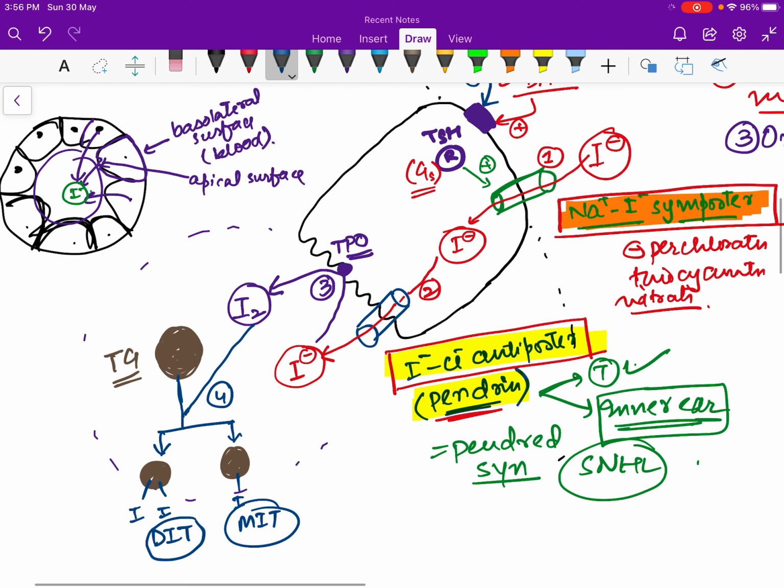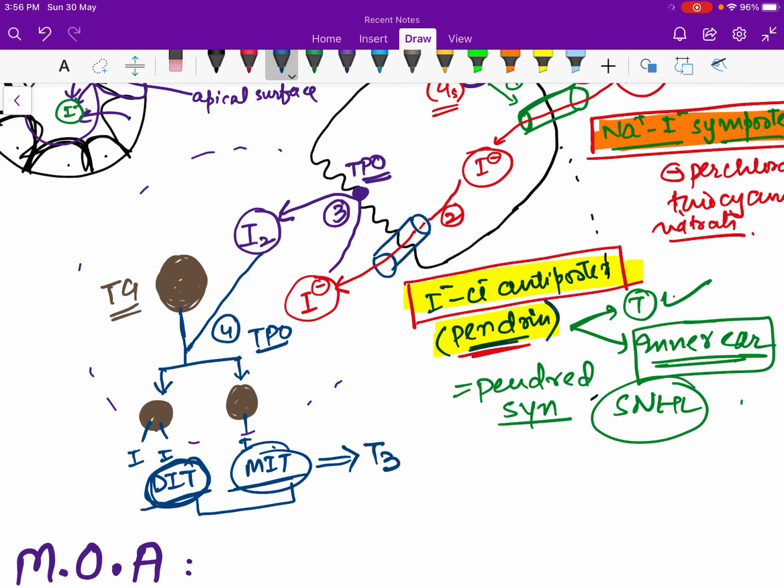Again here the enzyme required is TPO, the same enzyme that's present here. Now after this there will be coupling. There is coupling between diiodotyrosine and monoiodotyrosine. If diiodotyrosine and monoiodotyrosine combine, there will be formation of T3. There will be formation of T4 if diiodotyrosine and diiodotyrosine combine.